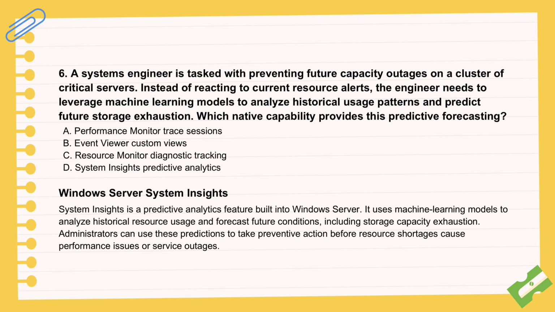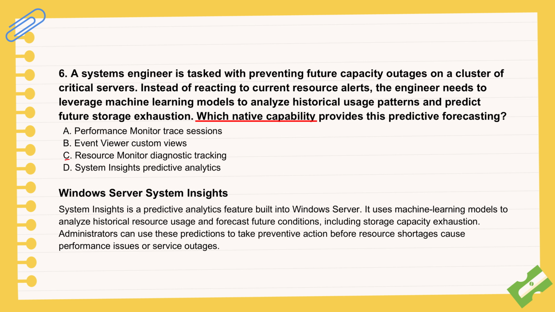Question 6. You want to proactively prevent capacity outages on your Windows servers before monitoring alarms are triggered. You need a native feature that uses machine learning to analyze historical data and forecast future storage exhaustion. What should you use? The correct answer is D, System Insights.